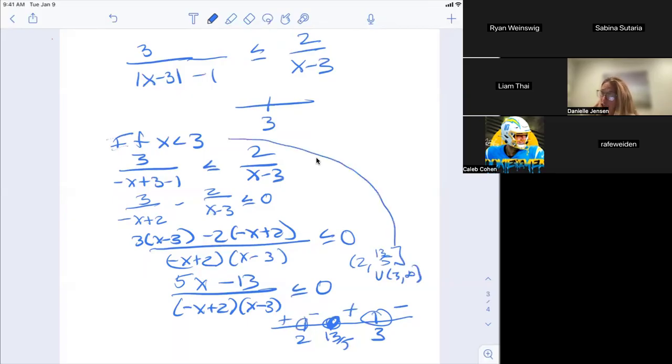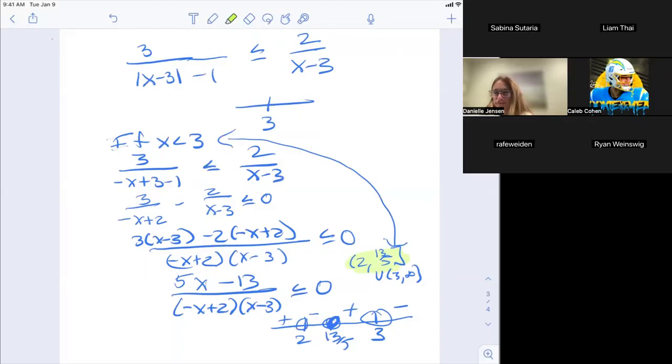But I need an overlap. Remember, I wrote this assuming that x was less than 3. So what's the only solution that's going to come from this piece? 2 to 13 over 5. Right, exactly. So that's the solution to this piece. And then you're going to do the same for x greater than or equal to 3. You're going to rewrite it, solve the inequality, and get the overlap between the inequality and the restriction. Okay, thank you. You're welcome.